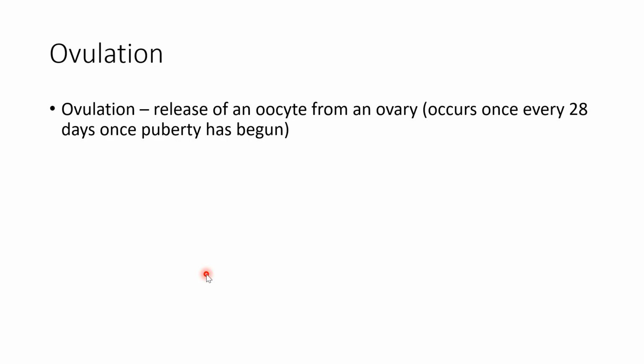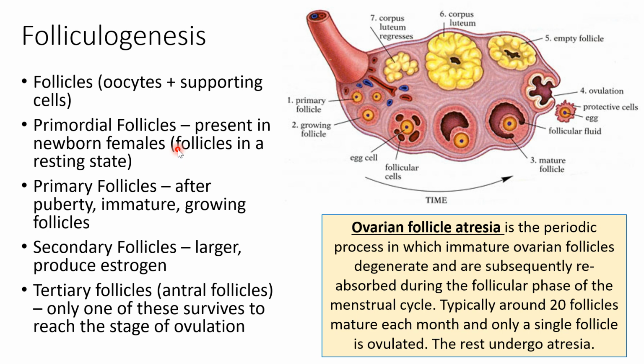Unlike with the male, where sperm are constantly being made, the number of oocytes a female has is going to decline over time, because they've all been made prior to the female being born. Ovulation is the release of the oocyte from the ovary. This occurs once every 28 days once puberty has begun. And then we have folliculogenesis. This is the oocytes and the supporting cells. So within that follicle, you have the egg and the supporting cells.